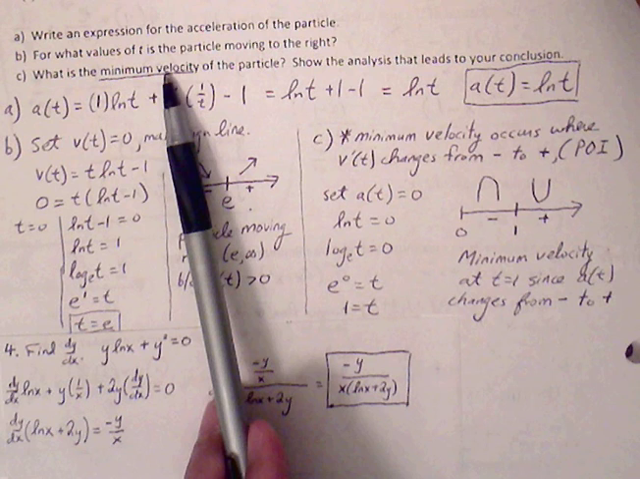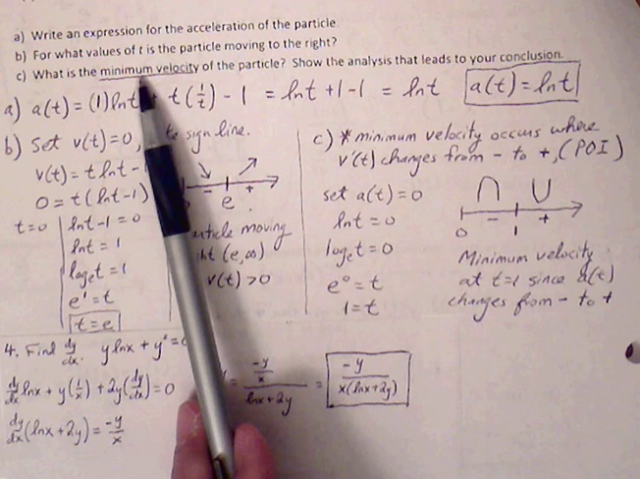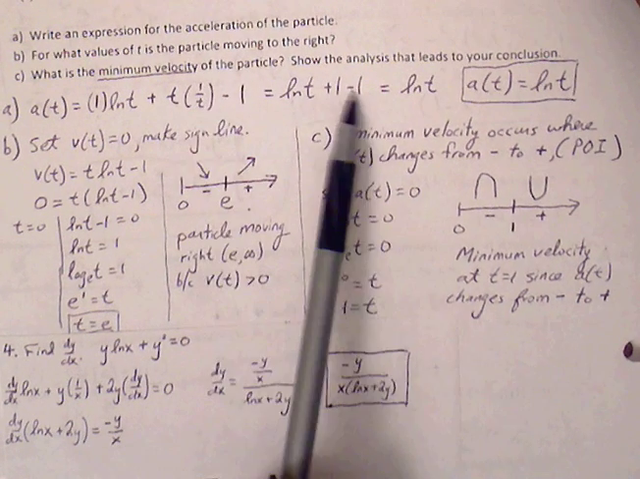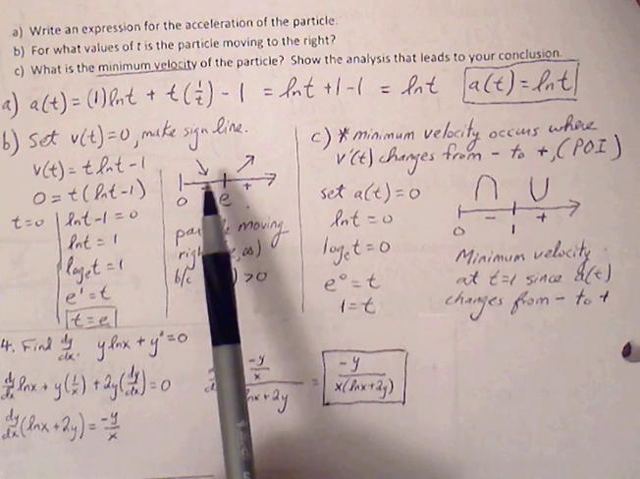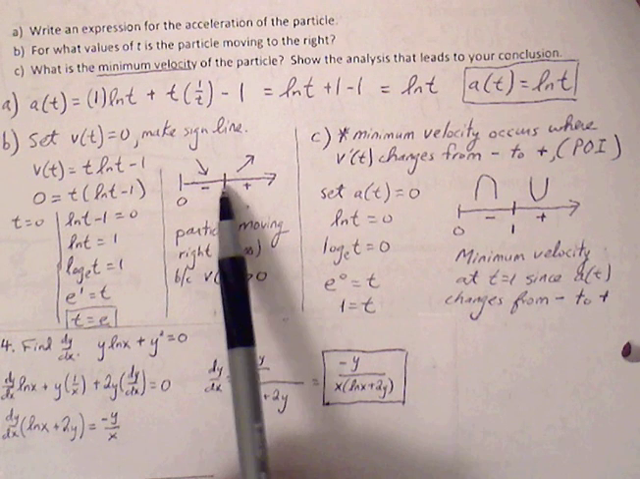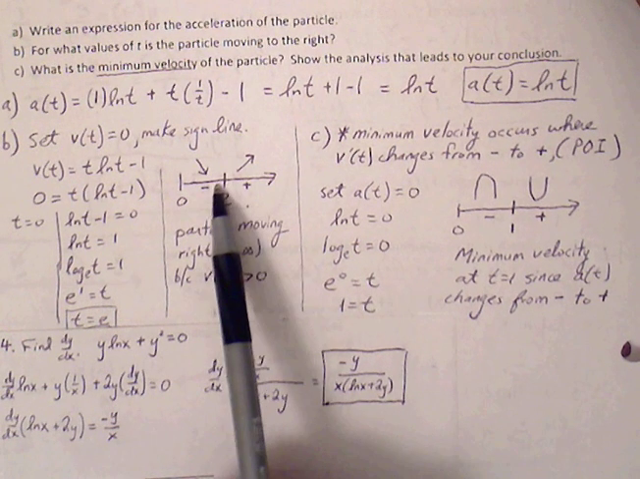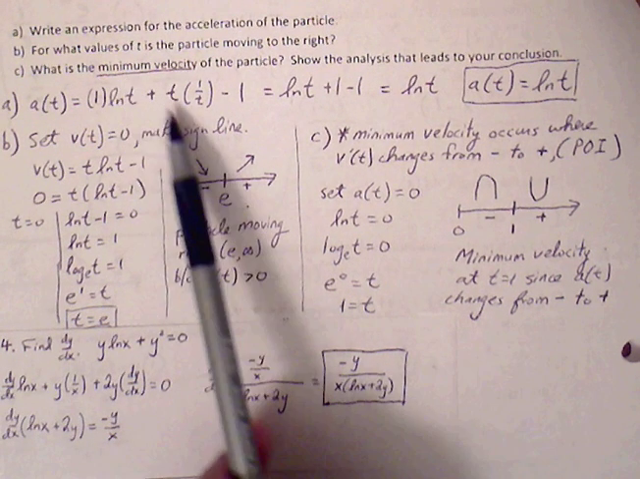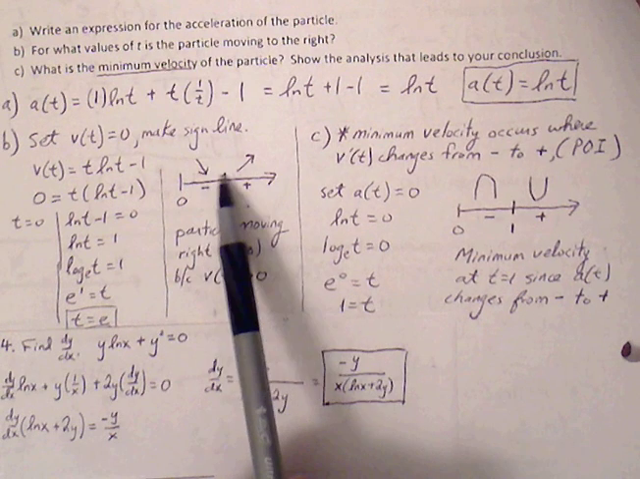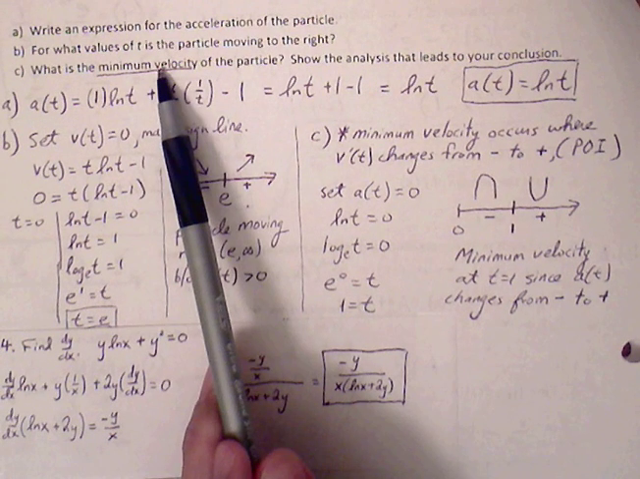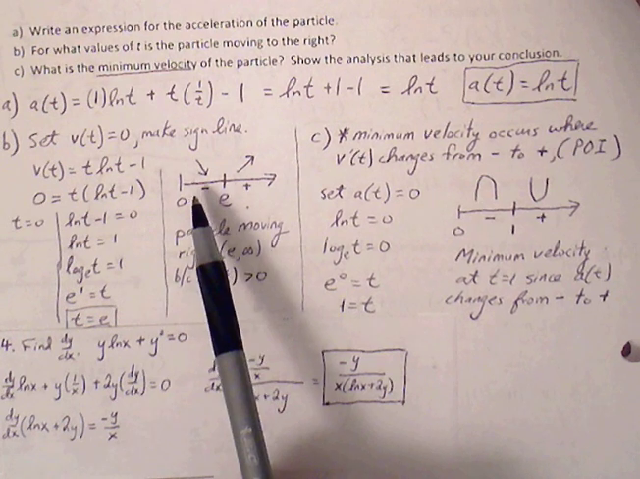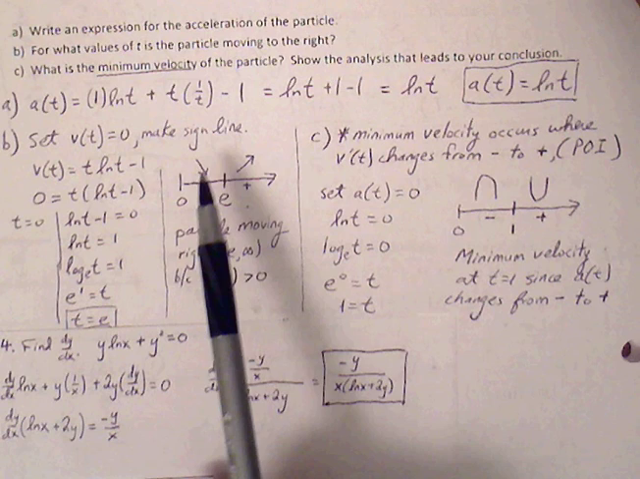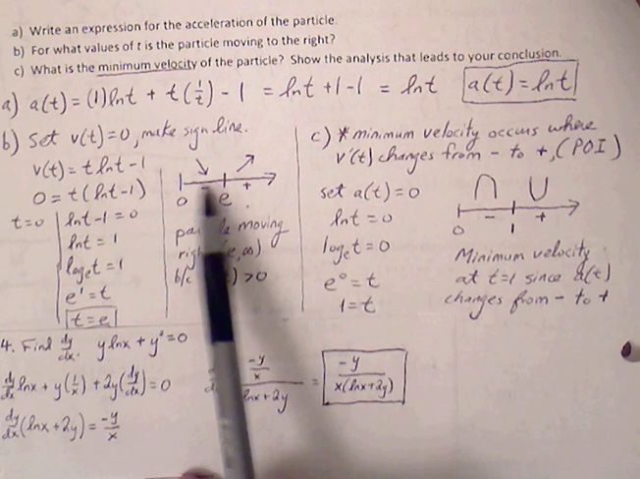Okay, part C, what is the minimum velocity of the particle? Now let's think about what this is asking. If we ask for the minimum position of the particle, the minimum position will occur when the velocity changes from negative to positive, right? So e is the minimum position, but it's asking for the minimum velocity. So for minimum velocity, we have to look at the rate of change further down. Minimum position is when velocity changes from negative to positive. So minimum velocity would be where acceleration changes from negative to positive.